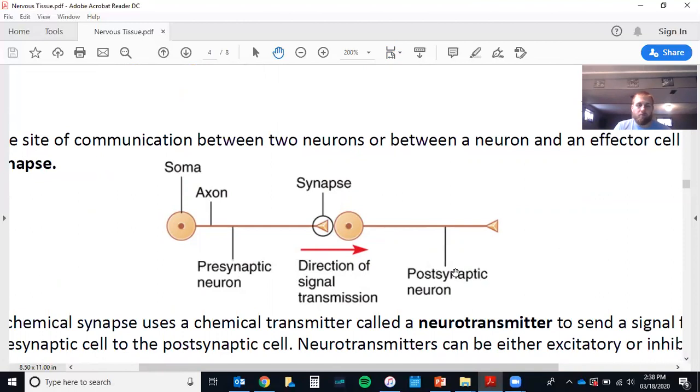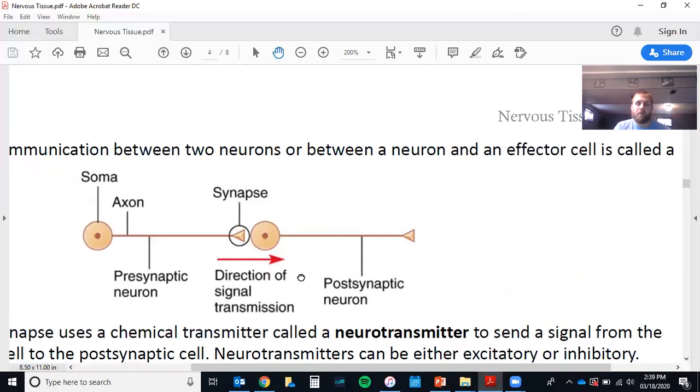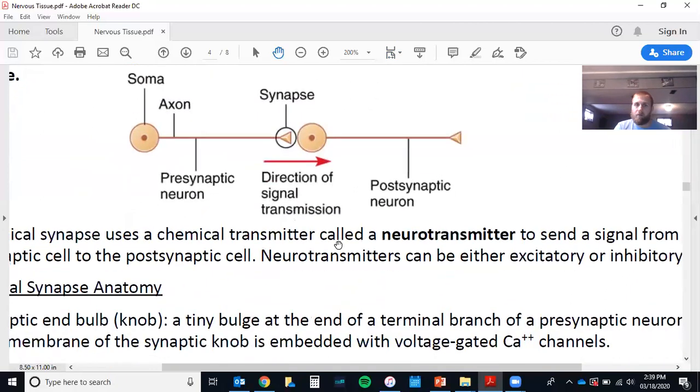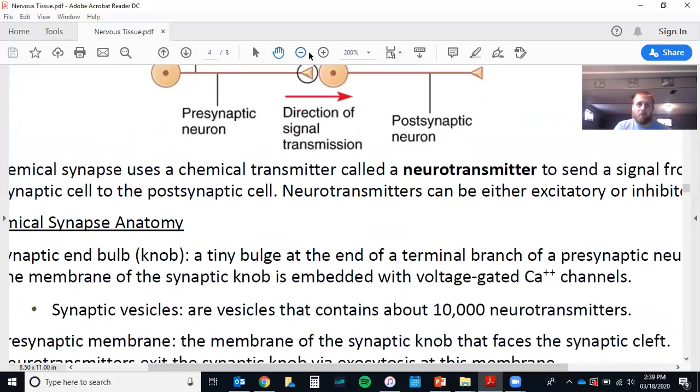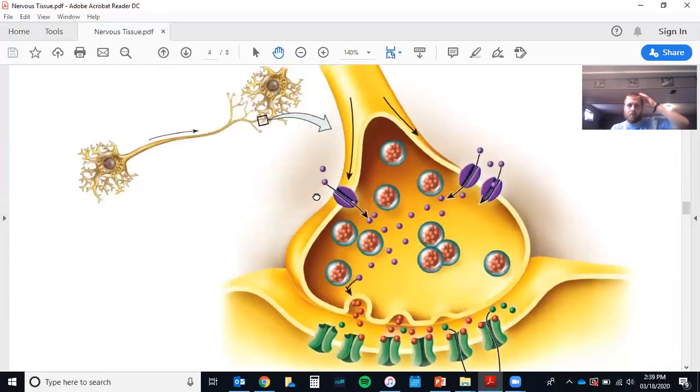Now, what's key here to understand is that we don't always just have neurons communicating with other neurons. It can also be effector cells. So maybe instead of a neuron here being a postsynaptic neuron, it would be a postsynaptic muscle cell causing the muscle to contract, which means that the presynaptic neuron would release neurotransmitters that would then bind to muscle cells instead of neurons. Okay. Now, let's talk about the synapse anatomy down here at the bottom a little bit more.